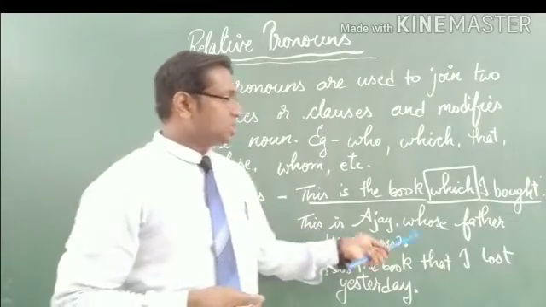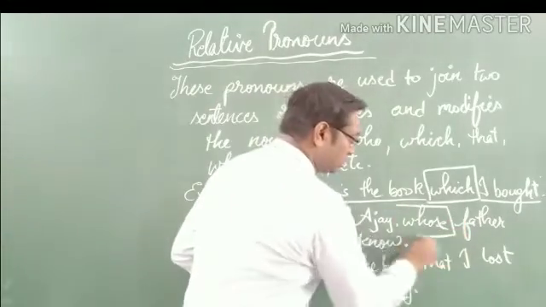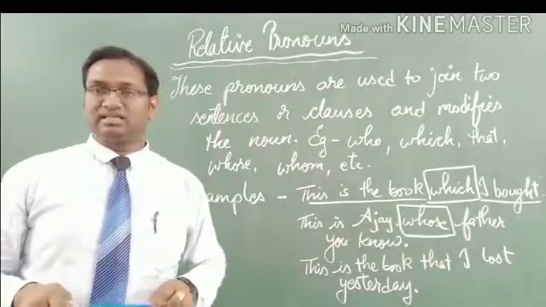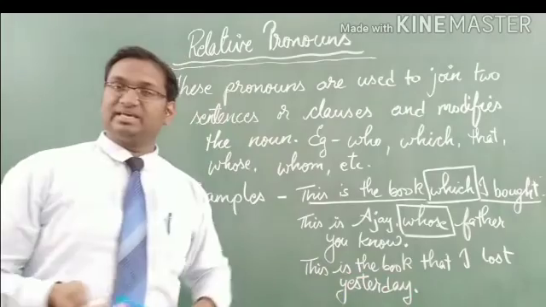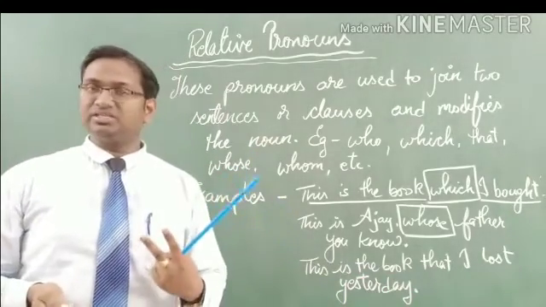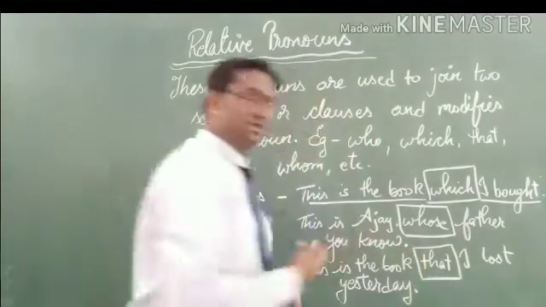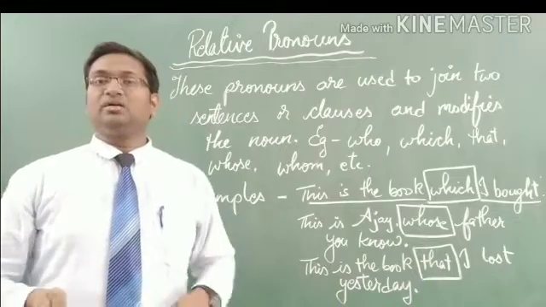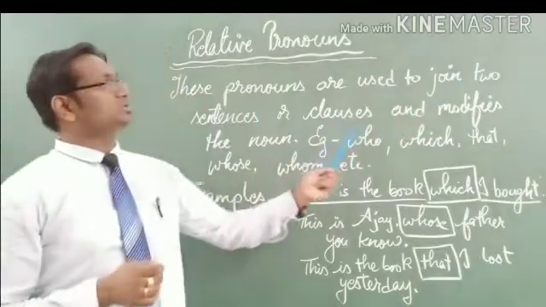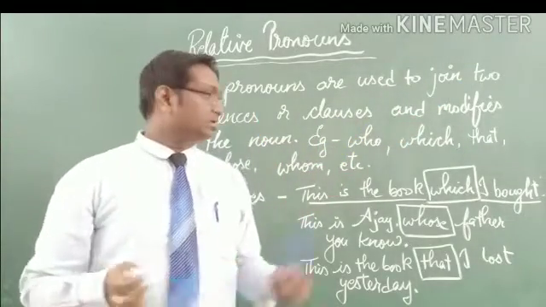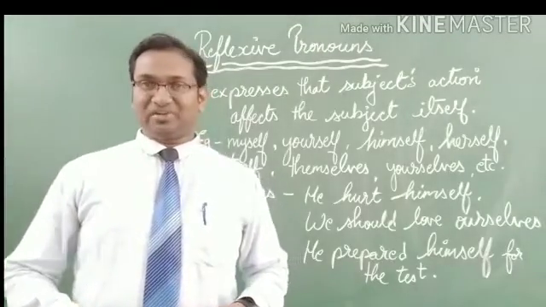Second, this is Ajay whose father you know. Now over here, whose is your relative pronoun. Third, this is the book that I lost yesterday. Here also we have two sentences or clauses and these two are joined by the conjunction that. So that over here is your relative pronoun. So relative pronouns are those which join two sentences or clauses into one. Examples: which, whose, that.